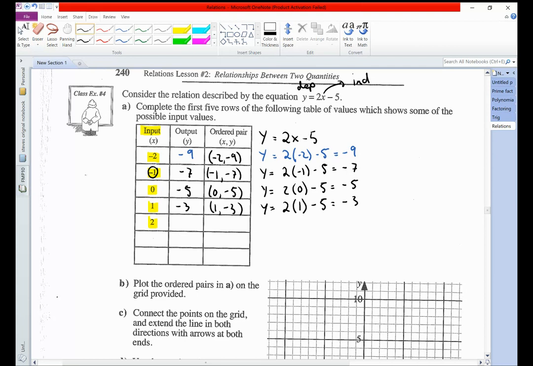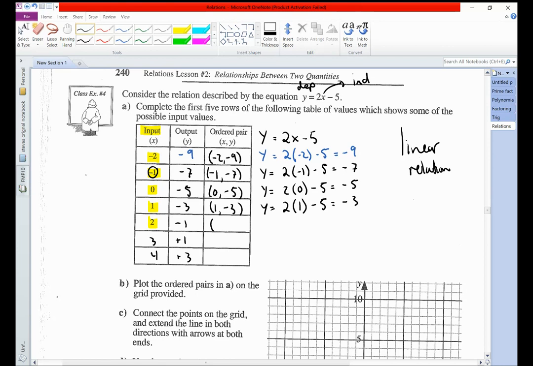So you can start to see that the output is going up by +2, so we go -5, -3, -1, +1, +3. The input's going up by 1s, 0, 1, 2, 3, 4. And most of the time when we're dealing with a linear relation, we'll get into that in the next unit.